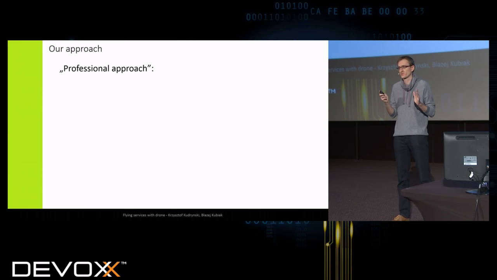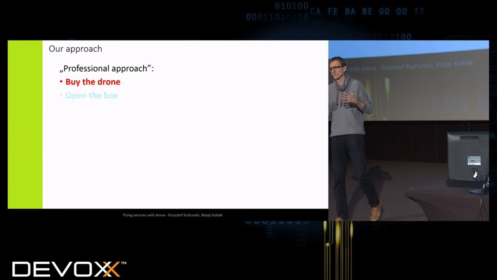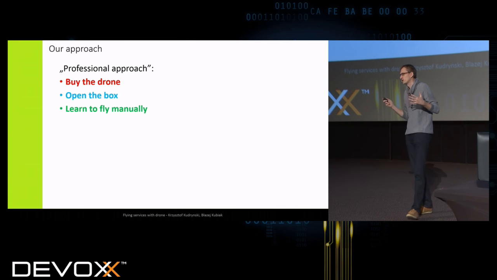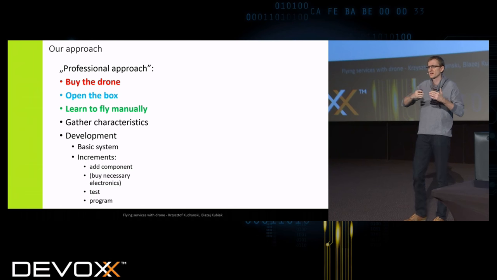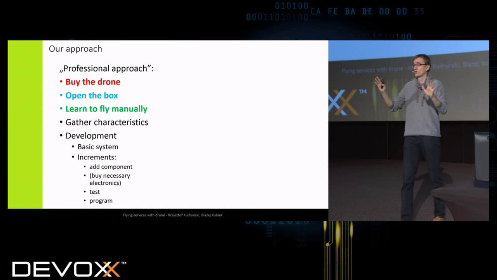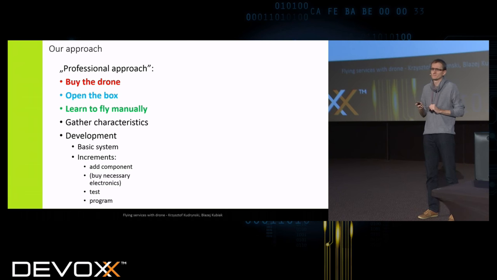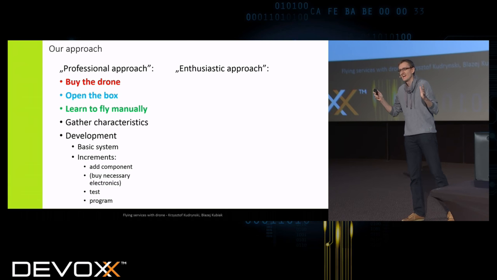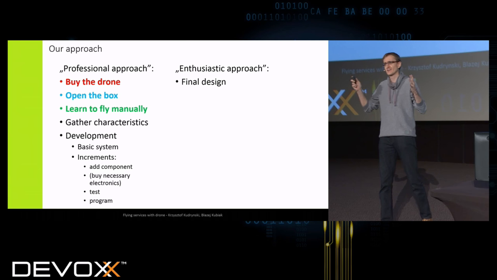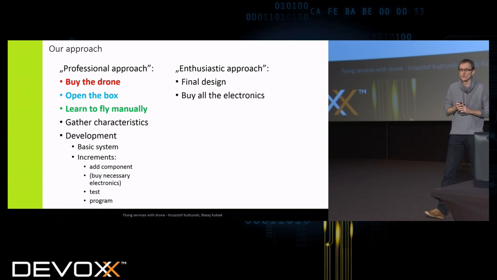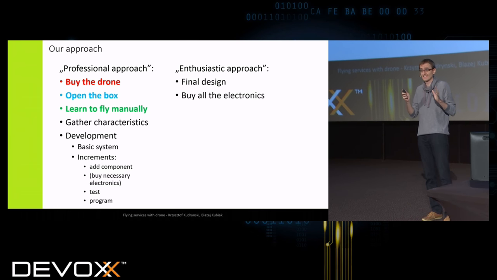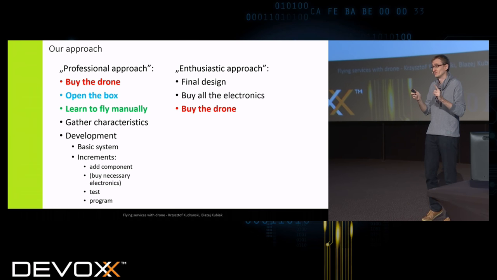We are professionals. And as professionals, you all know you need to have a certain plan of your actions. You buy the drone, open the box, learn to fly manually, gather some characteristics, and then continue with incremental development: test, develop. You all know that. But at the same time, we are enthusiasts. And as enthusiasts, we started with a final design. And then we bought all the electronics that came into our head, and then we bought the drone.